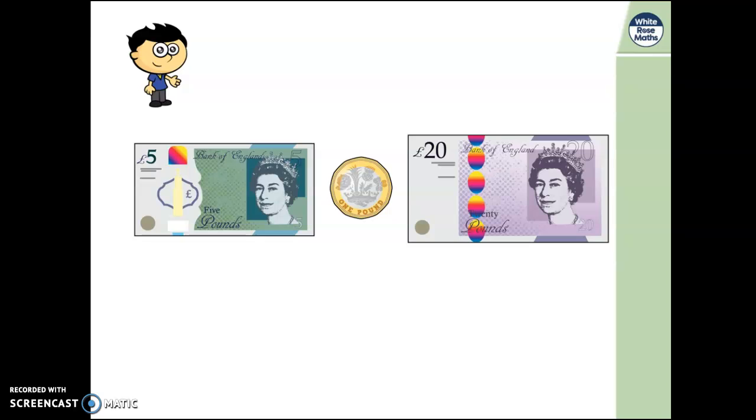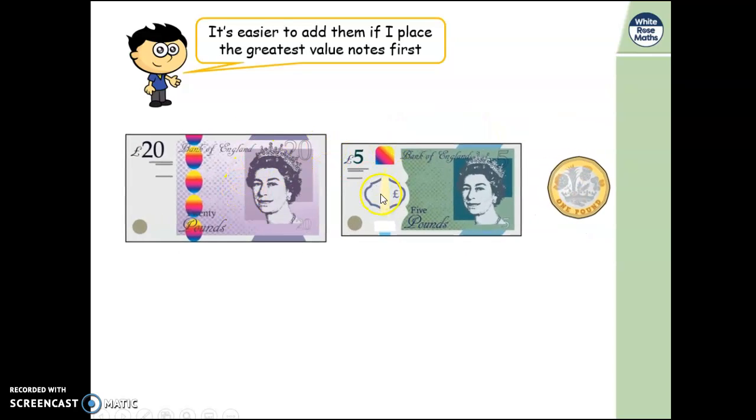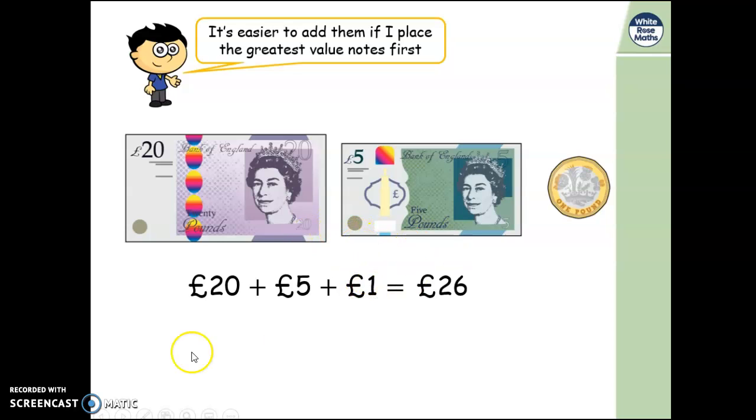Now we have here some money. Now if we think back to our steps that we need to remember to count money, we need to think about adding the biggest number first. So it's easy to add them if I place the greatest value of the notes first. So the biggest value that we have there, or the greatest value, is 20. Then it's the 5, then it's the 1. So then we add them together. 20 add 5 is 25, add 1, £26.